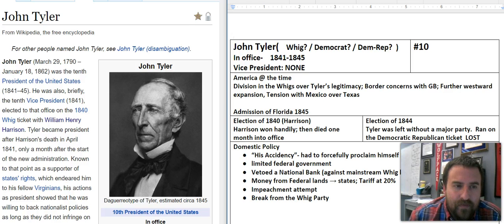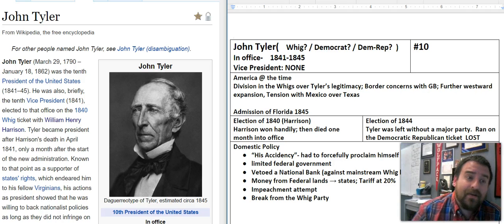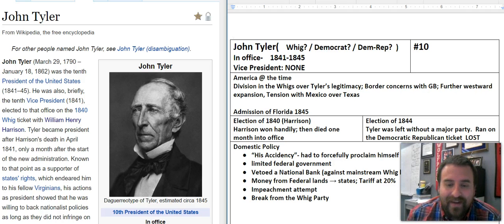I think we've kind of missed some of our admission of states, but Florida will be admitted basically on the last full day in office for John Tyler in 1845. So yeah, he got the credit for that. Whether you want to give him credit or not, we'll see.